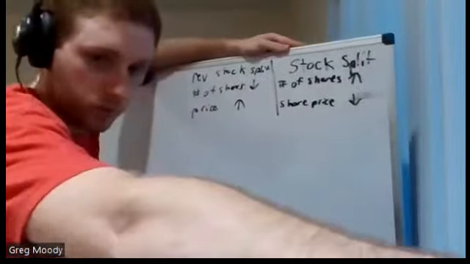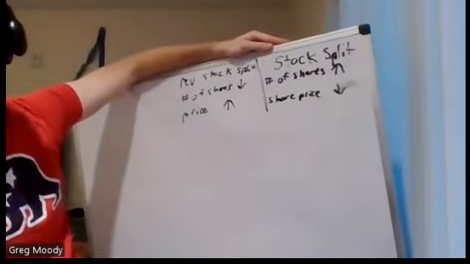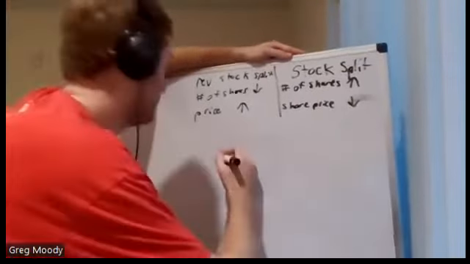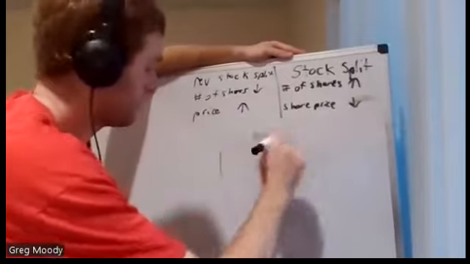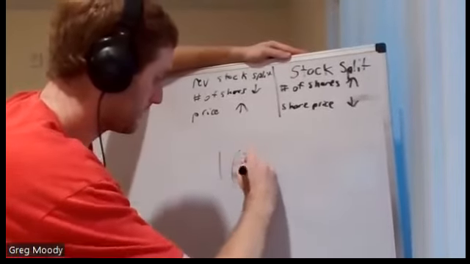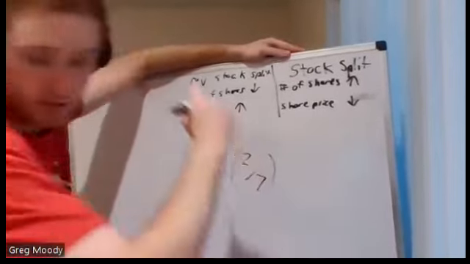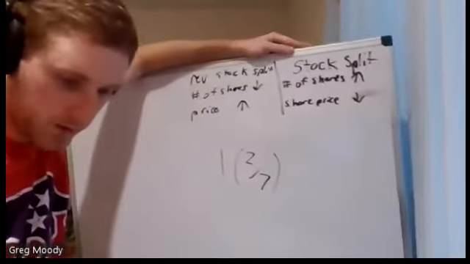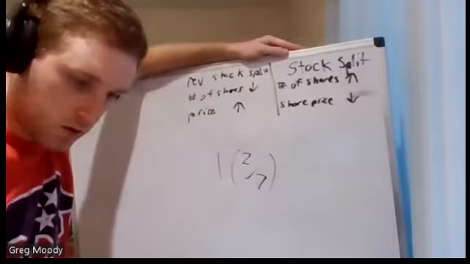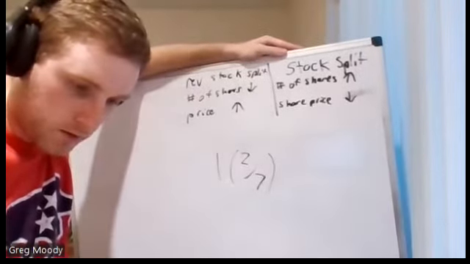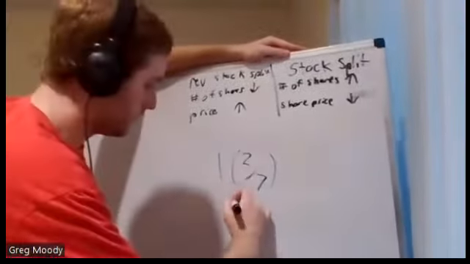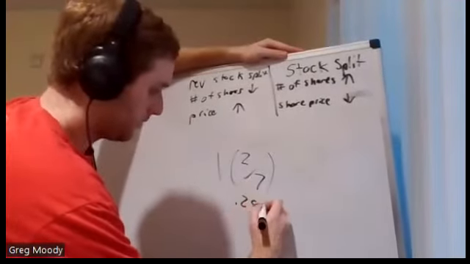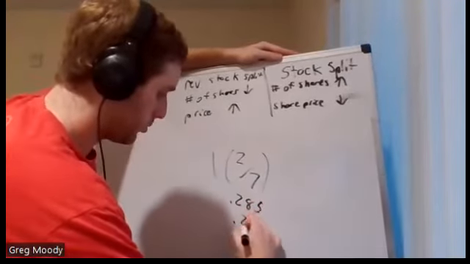So this is just the same thing we've been doing. We are going to take that $1. Our price is going down because we're doing a stock split of 2-for-7, or 7-for-2 as they call it, but same thing. 2/7. 0.285, or if we round up, 0.29.